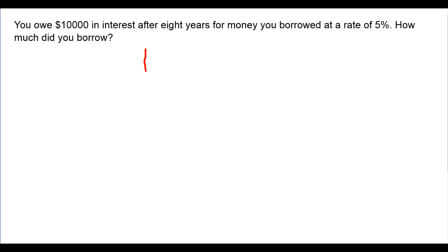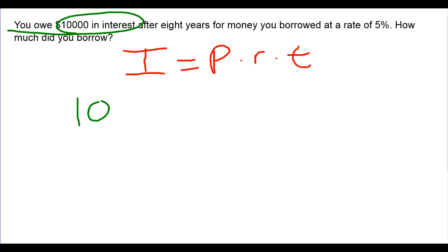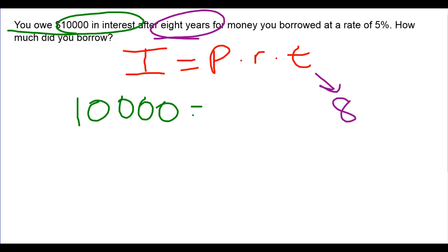Again, our simple interest formula is I equals PRT. It says you owe $10,000 in interest. That's not what you deposited. It's $10,000 in interest after 8 years, so we know that our time is 8. You borrowed at a rate of 5%, which means our rate is 0.05 because we have to use the decimal form, and what we don't know is our principal.